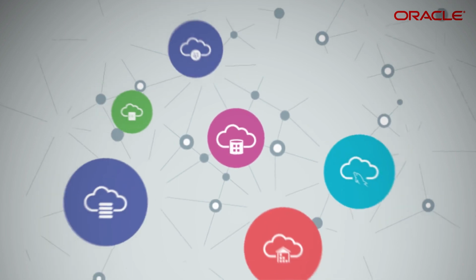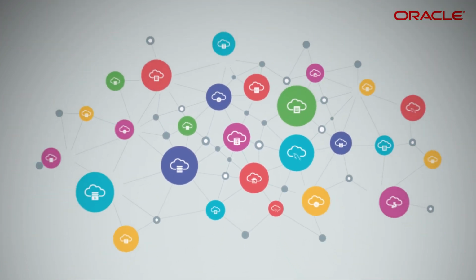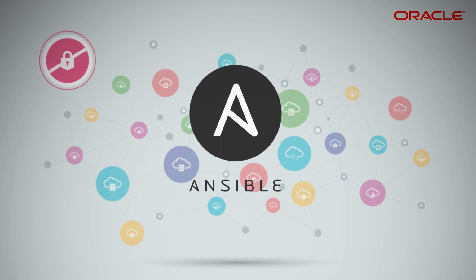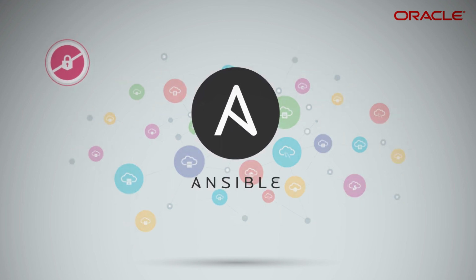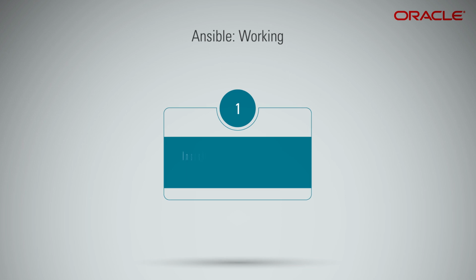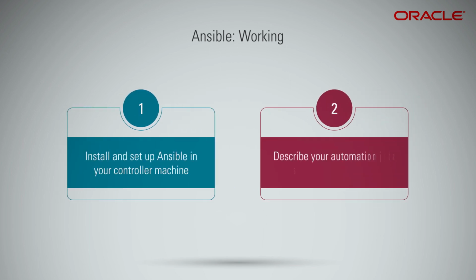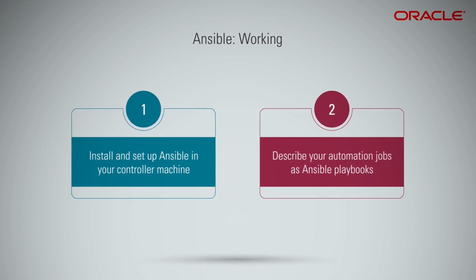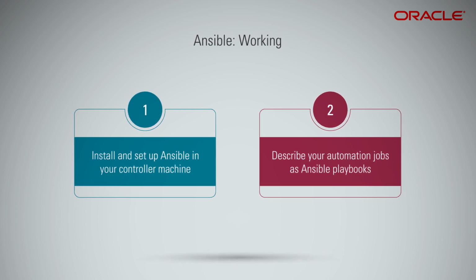Ansible is a simple automation tool and doesn't involve setting up complex agents, and does not require customized security or centralized configuration servers. All you need to do is to install and set up Ansible in your controller machine, and describe your automation jobs as Ansible playbooks. When Ansible executes these playbooks, OCI resources are provisioned and configured according to your needs.